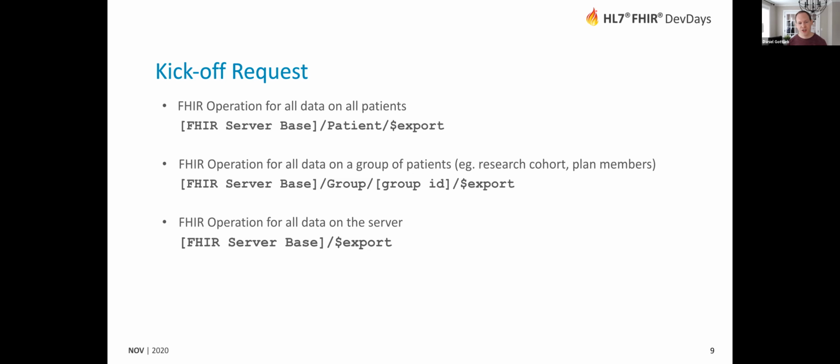The third type of operation is at the root level of the server, and this is to export all data in the server. At first glance, this might look similar to the first request on all data on all patients. The distinction is that there's some data in a FHIR server potentially that might not be tied to a patient. If you think of things like value sets, where they're not directly associated with the patient, but you might want to export them if, for example, you're moving your data from one FHIR server to another, or you're doing a backup. And so this third type of request supports those use cases.